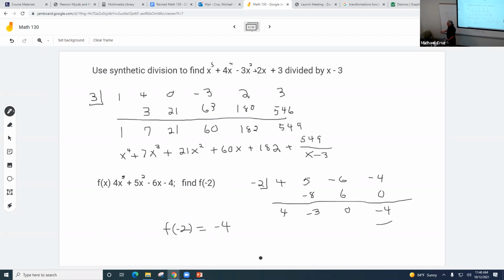So if you were actually dividing, this is the same thing as dividing by x plus 2. It's not that we're departing from that. It's just that if they're telling you to find f of a negative value, that means this. It's the same thing as dividing by x plus 2. So you don't have to change that one because it's essentially already done for you.